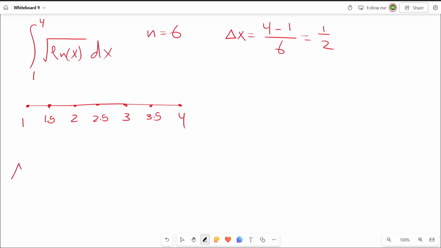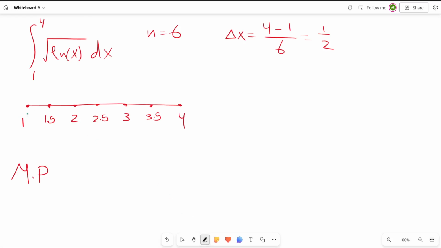So let's start using the midpoint rule. So the midpoint rule tells me that I'm going to evaluate at not the exact points, but the midpoints between those points. So let's start by doing that. So what's the midpoint? What's in the middle between 1 and 1.5? It's basically 1.25. What's in the middle between 1.5 and 2? It's 1.75. And let's do the same for the rest. This is going to be 3.25, and this is 3.75.